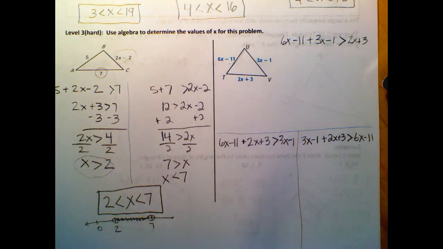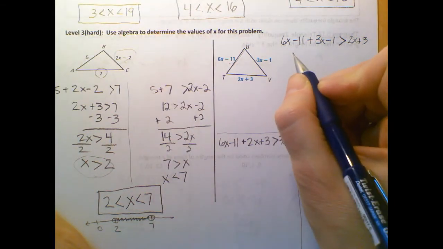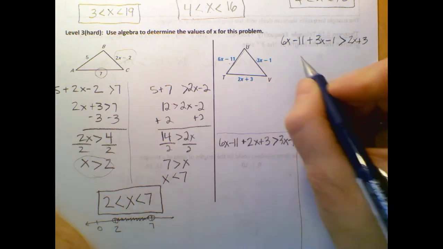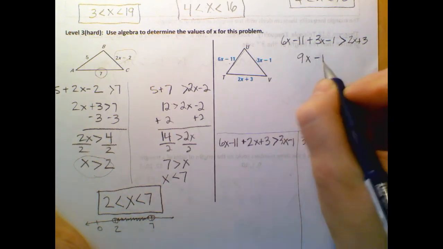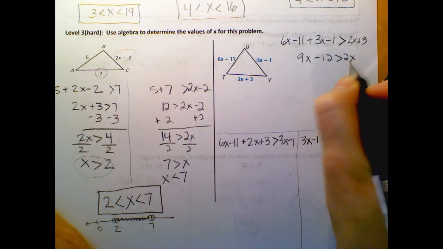All right, I will pause. Oh, I won't pause. We'll just go ahead and do it. Let's see, 6x plus 3x, so that's 9x minus 12, 2x plus 3.